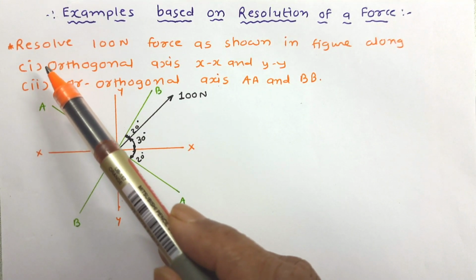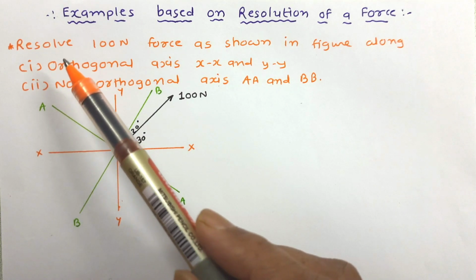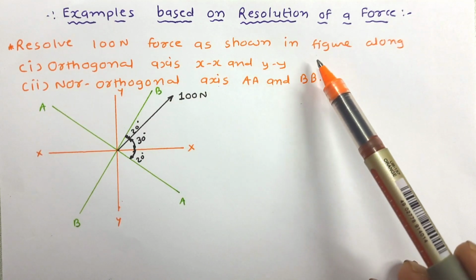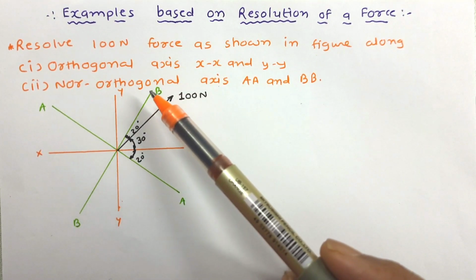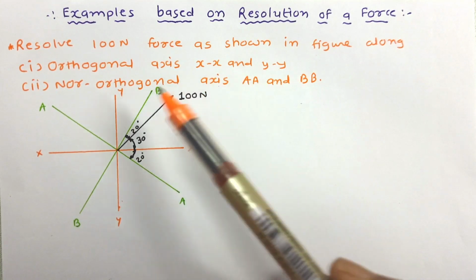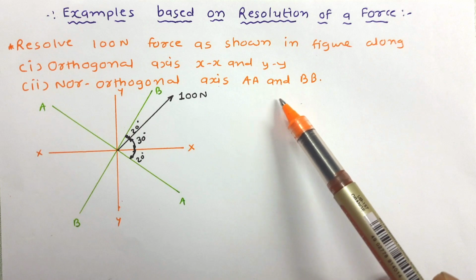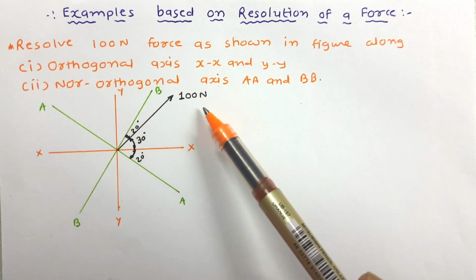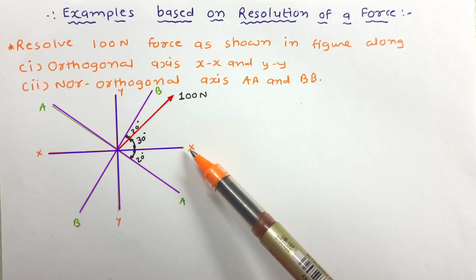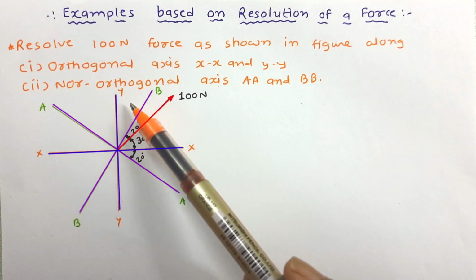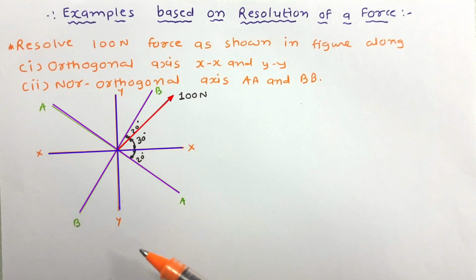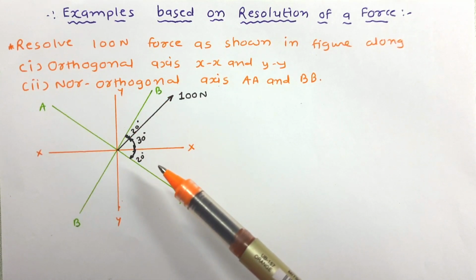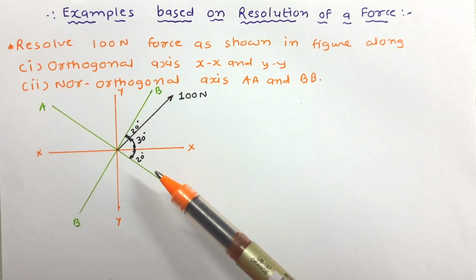Thank you. So this is the second example given to us. Let us read the data first. Resolve 100 Newton force as shown in figure along orthogonal axes xx and yy and non-orthogonal axes AA and BB. In this figure, as can be seen, a force of 100 Newton is given and two sets of axes, xx, yy and AA, BB, are given. We are asked to resolve this 100 Newton force along these two sets of axes. So let us solve the problem.